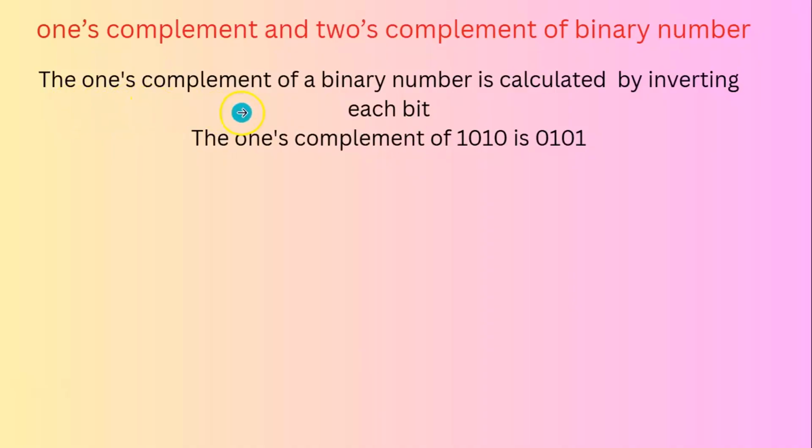The 1's complement of a binary number is calculated by inverting each bit. That means the ones complement of 1010 is found by inverting each bit. Zeros will become ones and ones will become zeros. So this 0 will become 1, this 1 will become 0, this 0 will become 1, and this 1 will become 0. So the ones complement of 1010 is 0101.